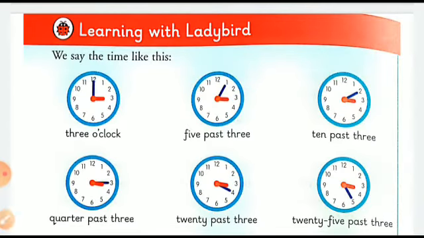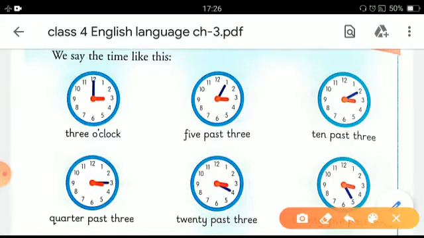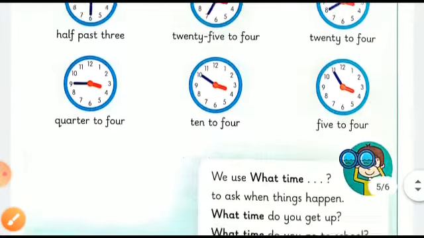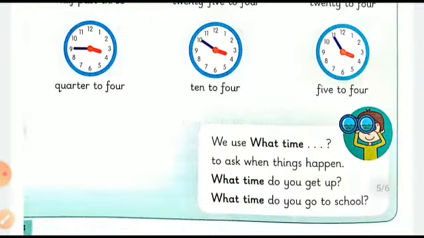And the next one is learning with ladybird. This also you'll be doing on your own. And you have to say the time like this. That's 3 o'clock, 5 past 3, quarter to 4, 10 to 4, 5 to 4. Just you have to do it on your own. We use what time to ask when things happen. What time do you get up and what time do you go to school?